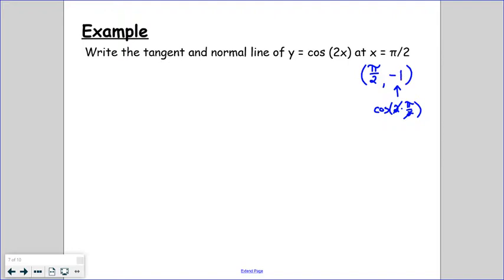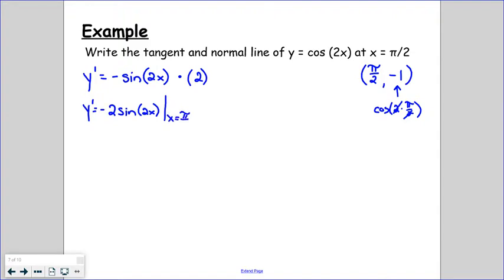Second part of it, finding the slope, and the slope always comes from the derivative. Well, on this one we have to find our derivative. That is a composite function. That is something we have to use our chain rule on. So the derivative of the outside, and the outside is cosine, is negative sine. Do not change the inside function, times the derivative of the inside, and the derivative of the inside would be 2. So we're looking at a derivative of -2 sine of 2x. And we want to know specifically when x equals pi over 2.